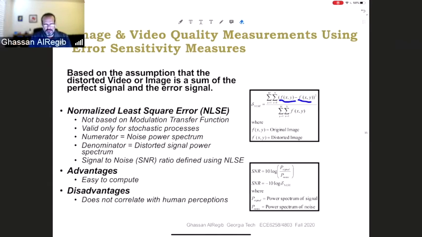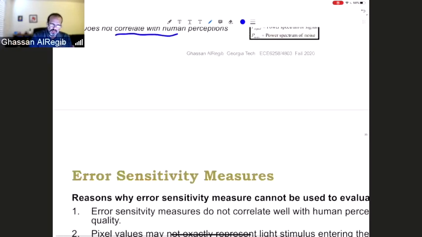So these methods that look at the least square error or the normalized least square error, where MSE belongs, are usually very easy to compute, and the problem with them is that they don't really correlate with human perception.